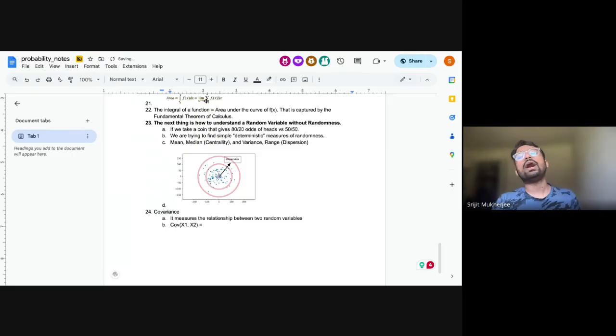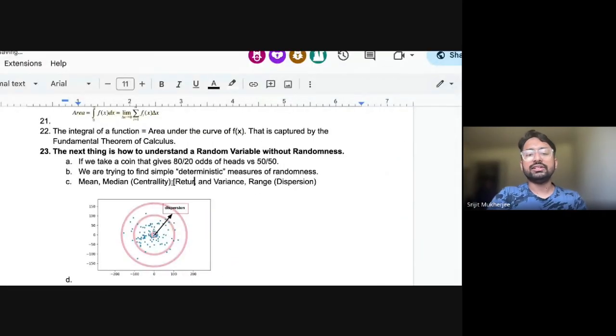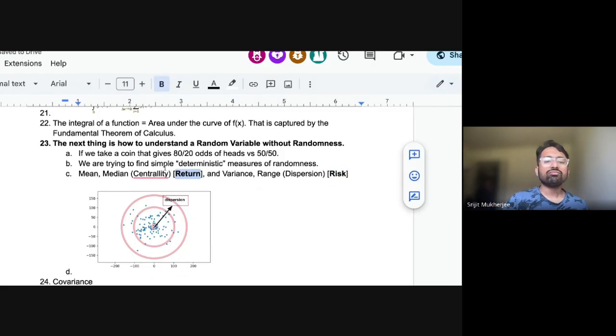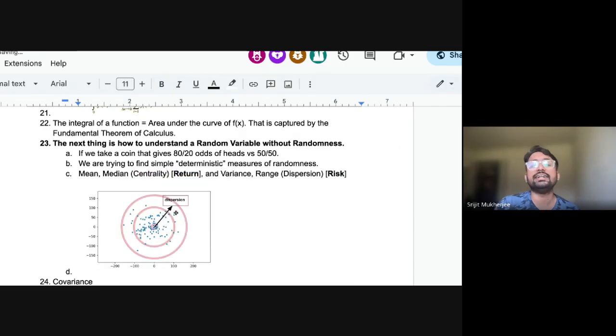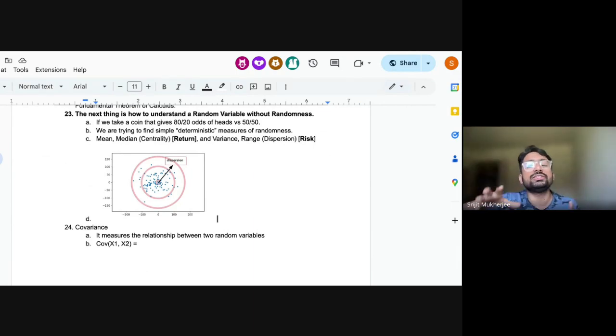But you have to understand why they are doing it. You can say the mean is the return and the dispersion is the risk. This is the entire idea, I would say. The whole of probability is trying to find those measures, non-random deterministic things that help us understand the random variable, because we will use those to take our decisions.